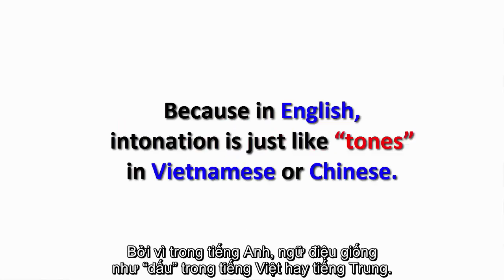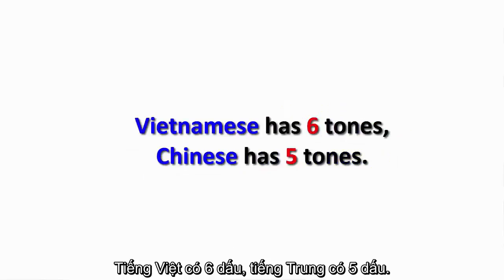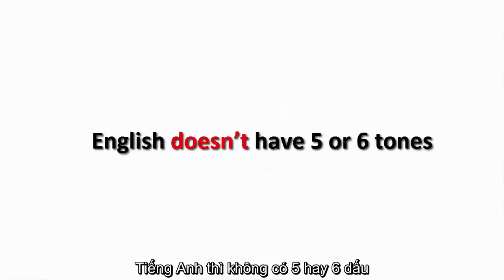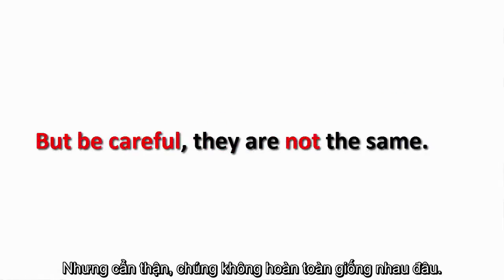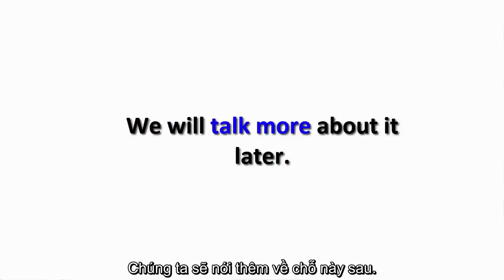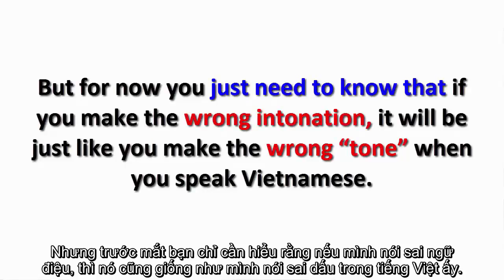Why? Because in English, intonation is just like tones in Vietnamese or in Chinese. Vietnamese has 6 tones, Chinese has 5 tones, and English doesn't have tones, but it has different intonation patterns. And the ups and downs of a pattern are similar to tones in Vietnamese. But be careful, they're not the same. We'll talk more about it later. For now, you just need to know that if your intonation is wrong, it will be just like you make the wrong tones when you speak Vietnamese.